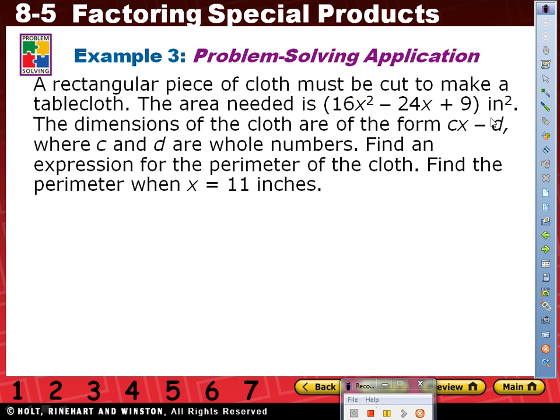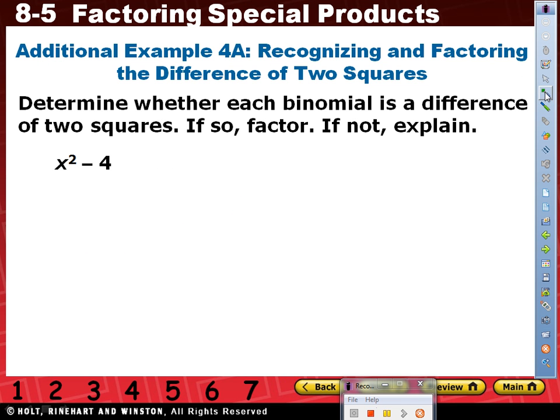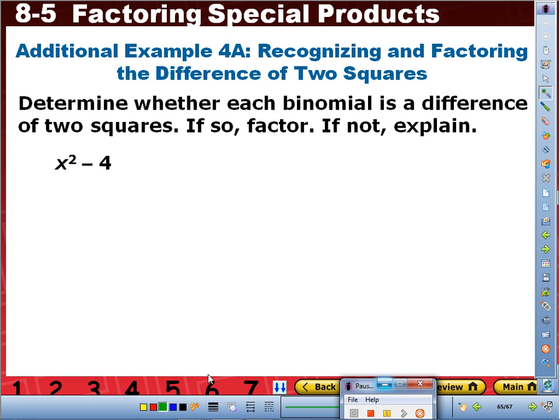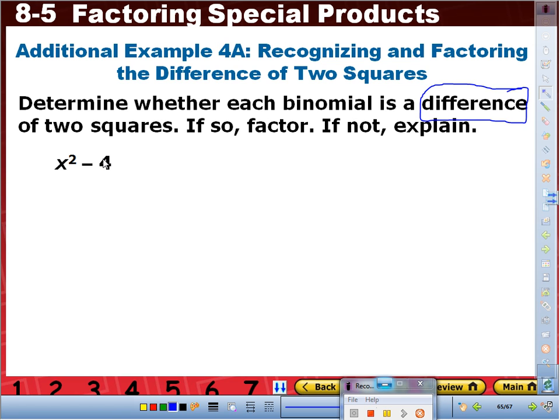But let me get to difference of squares. Copy this one down, please. Example 4a. Determine whether each binomial is a difference of 2 squares. If so, factor. If not, explain. Copy that. Okay, pens down, please. Eyes up here. First of all, who notices that it's no longer a trinomial? Right away, one thing that distinguishes difference of squares from perfect square trinomials is that it's not a trinomial. The second thing, the word difference means subtract. Does it have a subtraction sign? Yes. So those are two things so far that it could be a difference of squares.